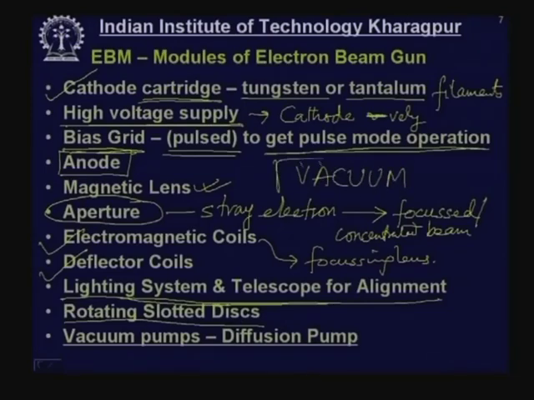And who maintains that vacuum within the electron beam gun? That is maintained by a rotary pump and a diffusion pump. That means the diffusion pump becomes a very, very important module in the construction of the electron beam gun. So, we need to study what this diffusion pump is and how it works.